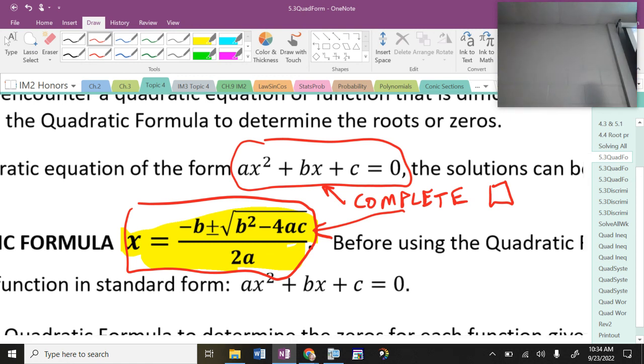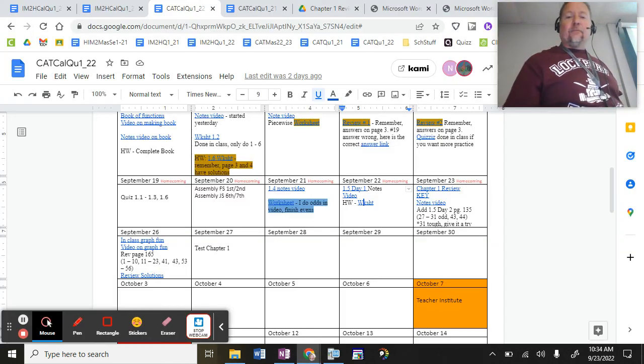All right, and I'm going to tell you right now, there is no "I don't get it." There is memorization. You need to memorize this. And if you have a problem with memorizing, then I have something to help you.